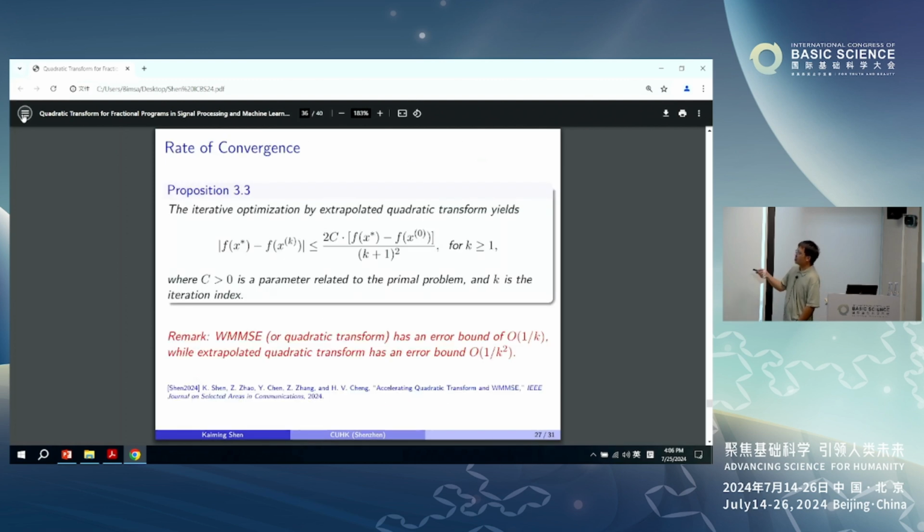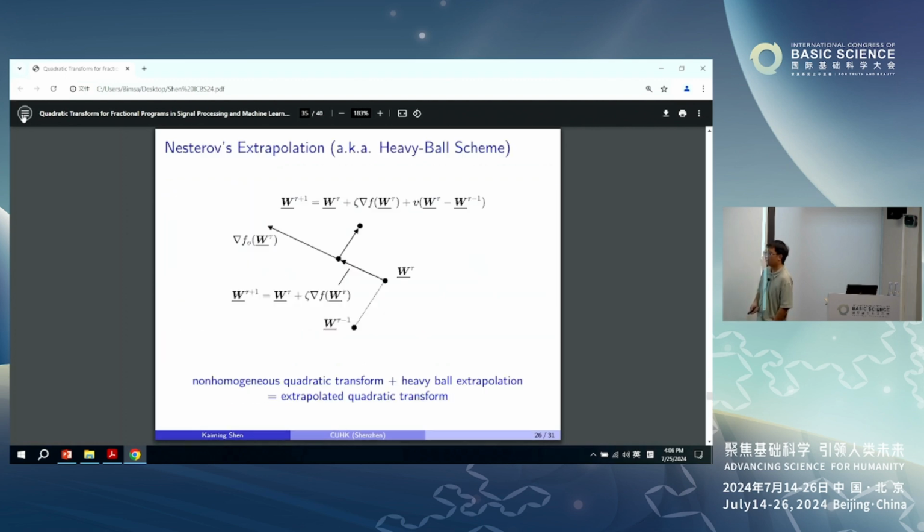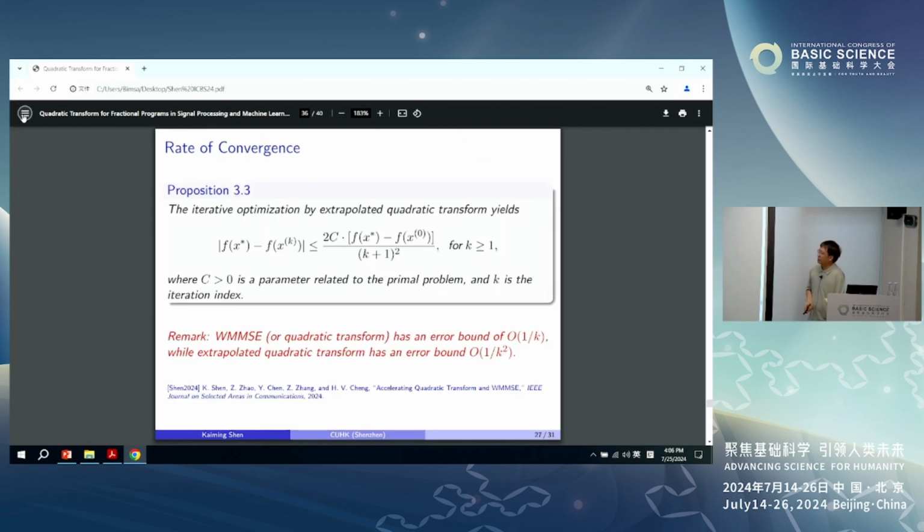And I also analyzed the convergence rate for the extrapolated quadratic transform. Yes, lambda actually is related to the Hessian matrix, the eigenvalue of the Hessian matrix. So it describes the second order behavior of the approximation. For example, Newton's method is a second order method, so its lambda is equal to 0.